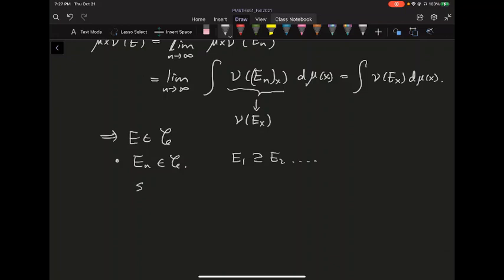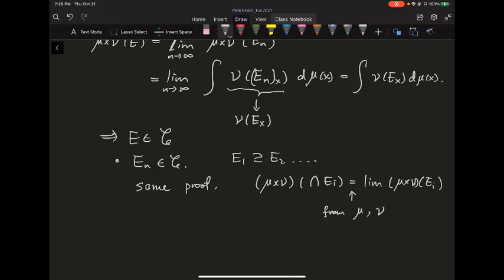So it's basically the same proof, except that the only thing you need is, recall, the mu cross nu of this intersection of these E_i, well, that equals the limit of their mu cross nu of E_i, okay? It's continuous along this decreasing chain, if you know the first one has finite measure, okay? But we started by assuming that mu and nu are finite measures, so this is not a problem, okay? So this follows from our assumption that mu and nu are finite, okay?